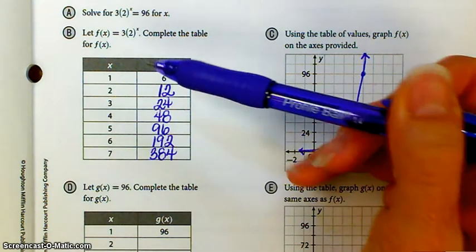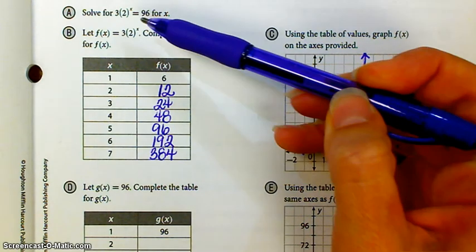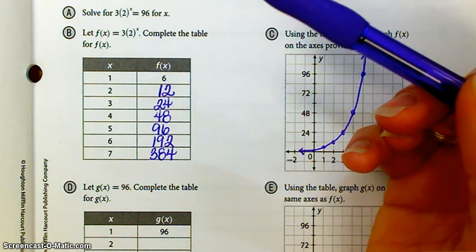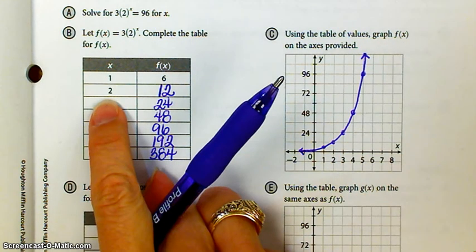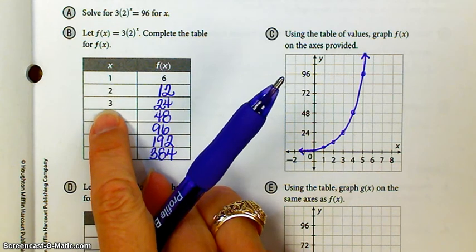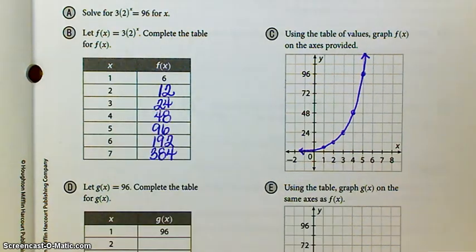Okay, so they did the first one. If x is 1, so 3 times 2 to the first power, that's just 3 times 2 is 6. Then the next, 3 times 2 to the second power would give you 12. 3 times 2 to the third, because 2 times 2 times 2 is 8, and then 8 times 3 is 24. 3 times 2 to the fourth is 48. 3 times 2 to the fifth is 96. 3 times 2 to the sixth is 192. 3 times 2 to the seventh is 384.